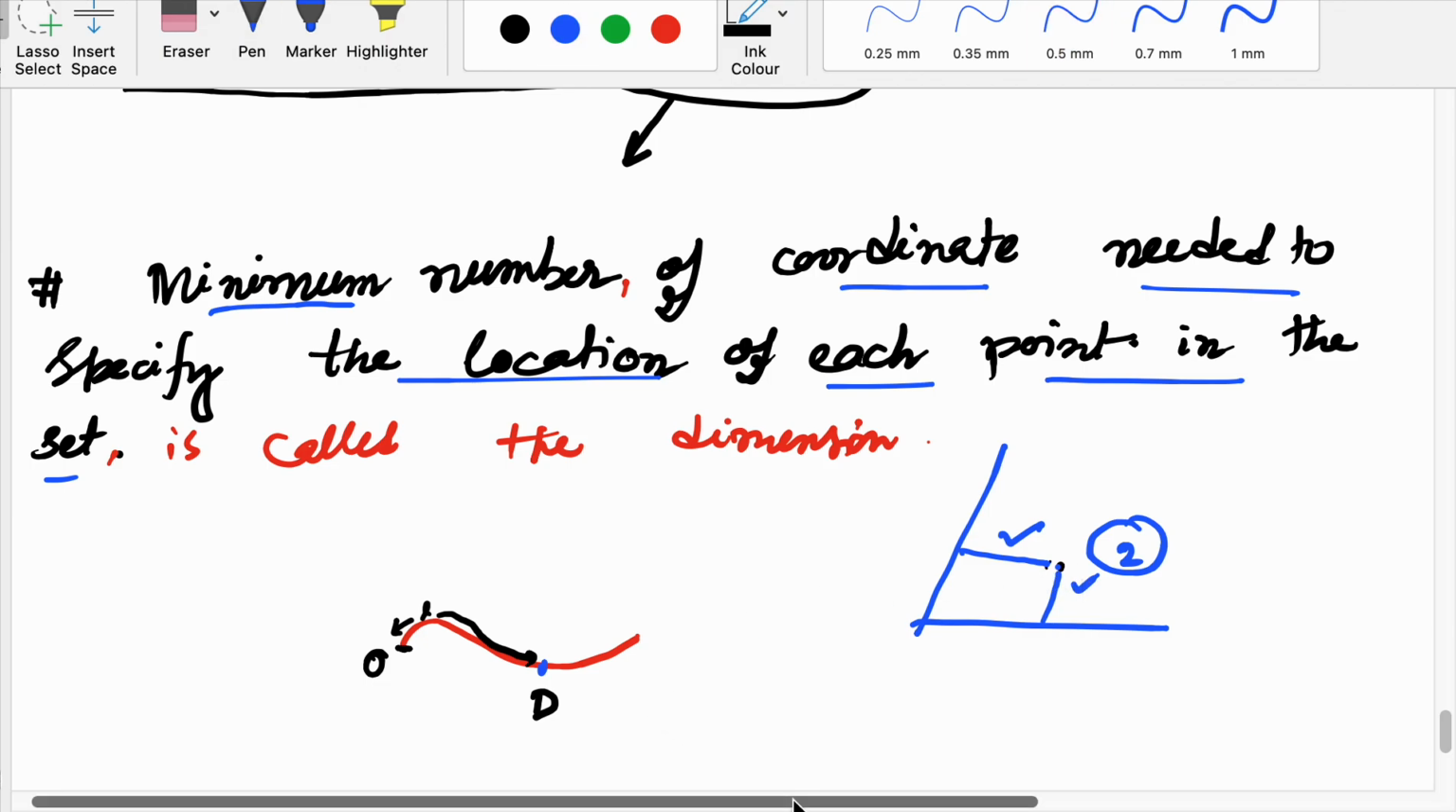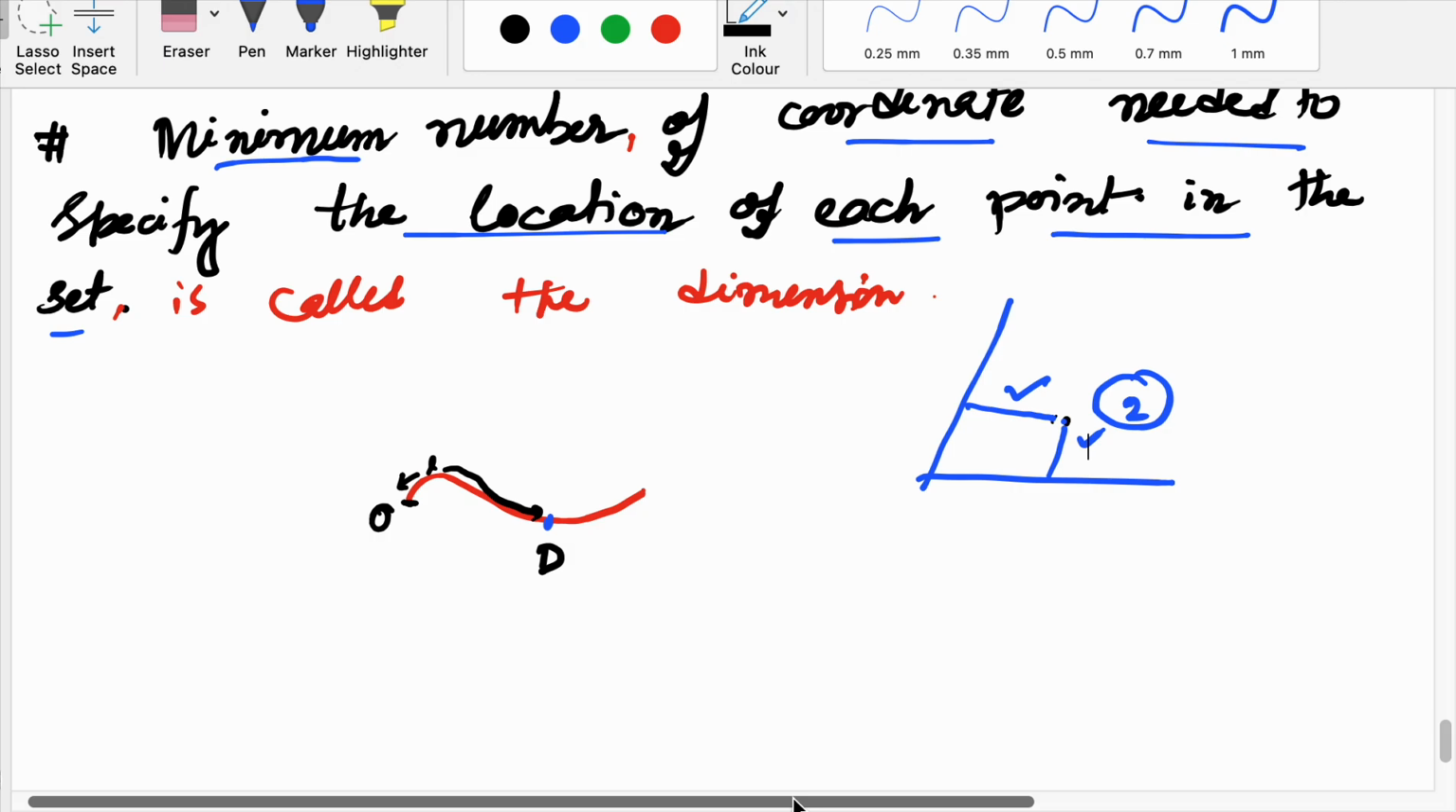Now if I ask the question, is this definition sufficient for defining the dimension of fractals? Let's check. We will see that this definition is not sufficient for determining the dimensionality of fractals. So we will generalize this definition. I will modify this definition a little bit so that we can define the dimensionality of a fractal.